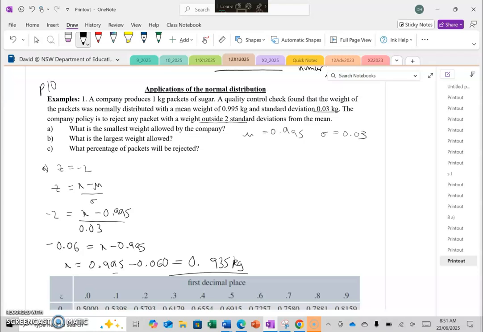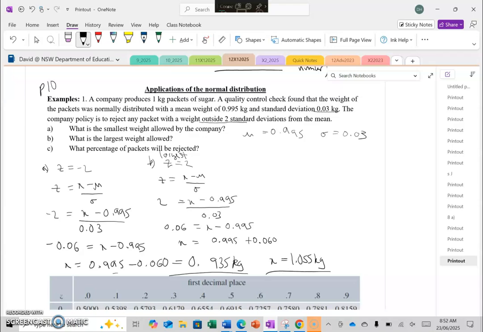And also the largest weight allowed is part B, so outside 2 standard deviations from the mean, that means the largest would be a z-score of 2. And repeat the same calculation, but just use 2 instead, okay? So that would be 0.995 plus 0.060. Okay, so the largest will be 1.055.